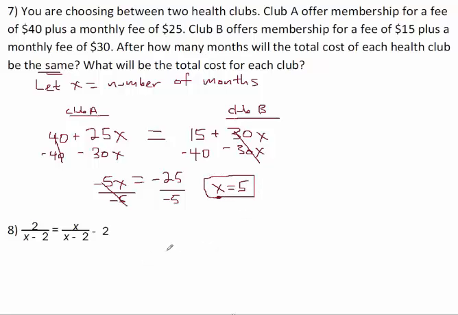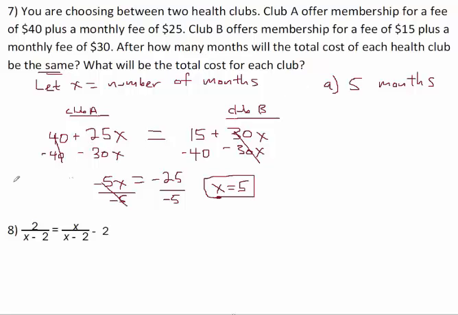So what is this? Okay, so we've got 5. Well, our let statement told us that x is the number of months. So that means the answer to our first question is 5 months. What's the second question? What's the total cost for each club? Well, let's see. They should be the same. Let's figure it out. This is 5 months.